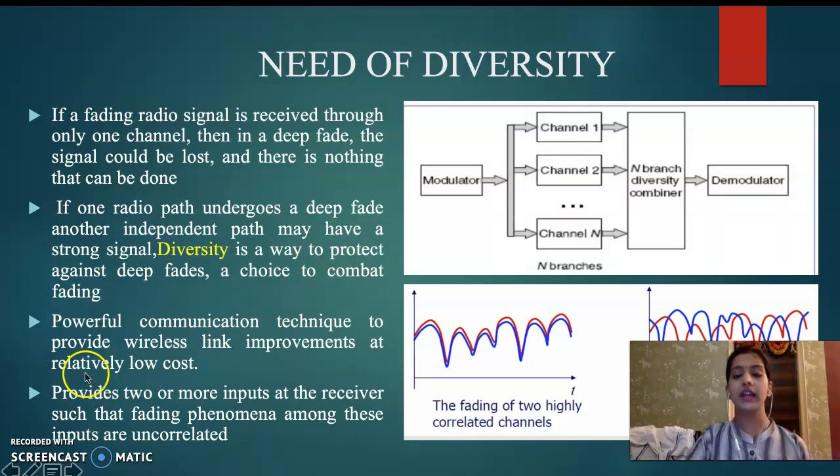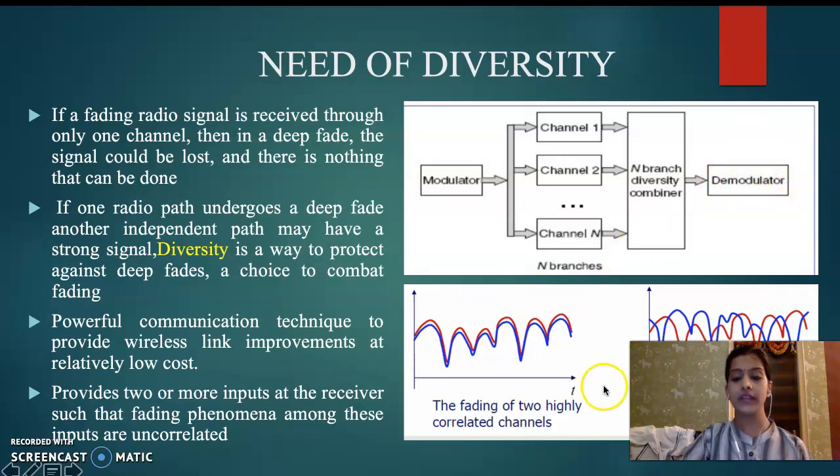Here we can see that this is the modulator and from this the signals are modulated and sent over n number of channels. From n number of channels we are getting n number of signals and that will be passed through the diversity combiner. Then from the diversity combiner we will get our signal, then we have to demodulate our signal, then we will get our output signal.